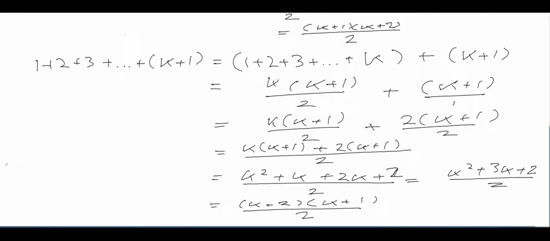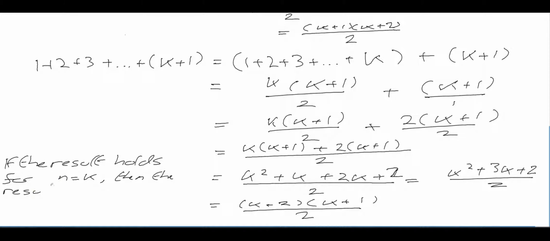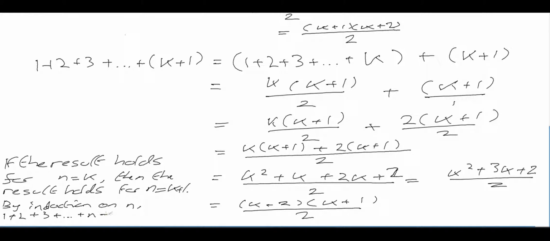So I would write down something like, if the result holds for n equals k, because remember that's our assumption, then the result holds for n equals k plus 1. So what we've shown by doing this inductive step is that if the result holds for n equals k, so if our assumption is true, then the result holds for n equals k plus 1. In other words, what we're trying to prove is also true for n equals k plus 1. And then we just say by induction on n, 1 plus 2 plus 3 plus ... plus n is equal to n multiplied by n plus 1 over 2, for all n greater than or equal to 1.